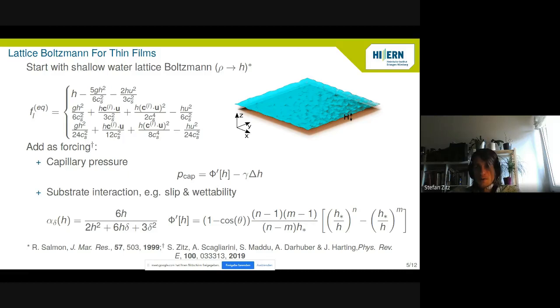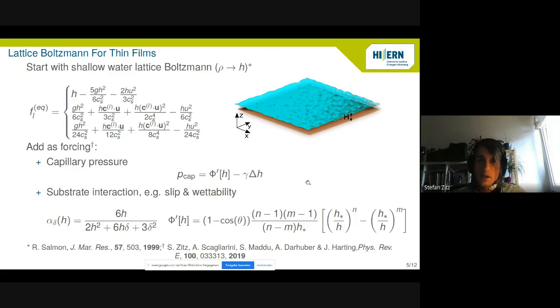So the problem of thin films is that we actually don't need to use the full Navier-Stokes equation, but it is sufficient to do this in two dimensions. So instead of using the equilibrium distribution for Navier-Stokes, we use the equilibrium distribution of another class of Lattice-Boltzmann simulations, the so-called shallow water Lattice-Boltzmann.